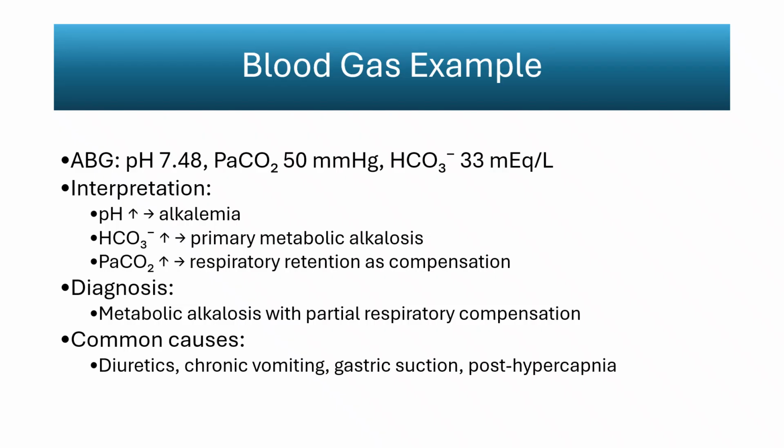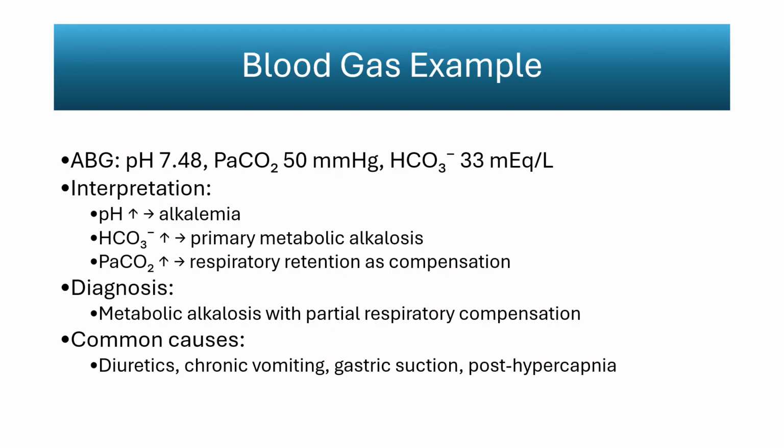The blood gas shows pH 7.48, carbon dioxide content 50 millimeters of mercury, and bicarbonate 33 milliequivalents per liter. The elevated pH confirms alkalemia. The high bicarbonate indicates a metabolic process, while the elevated carbon dioxide content demonstrates partial respiratory compensation through hypoventilation. This represents metabolic alkalosis with partial respiratory compensation.